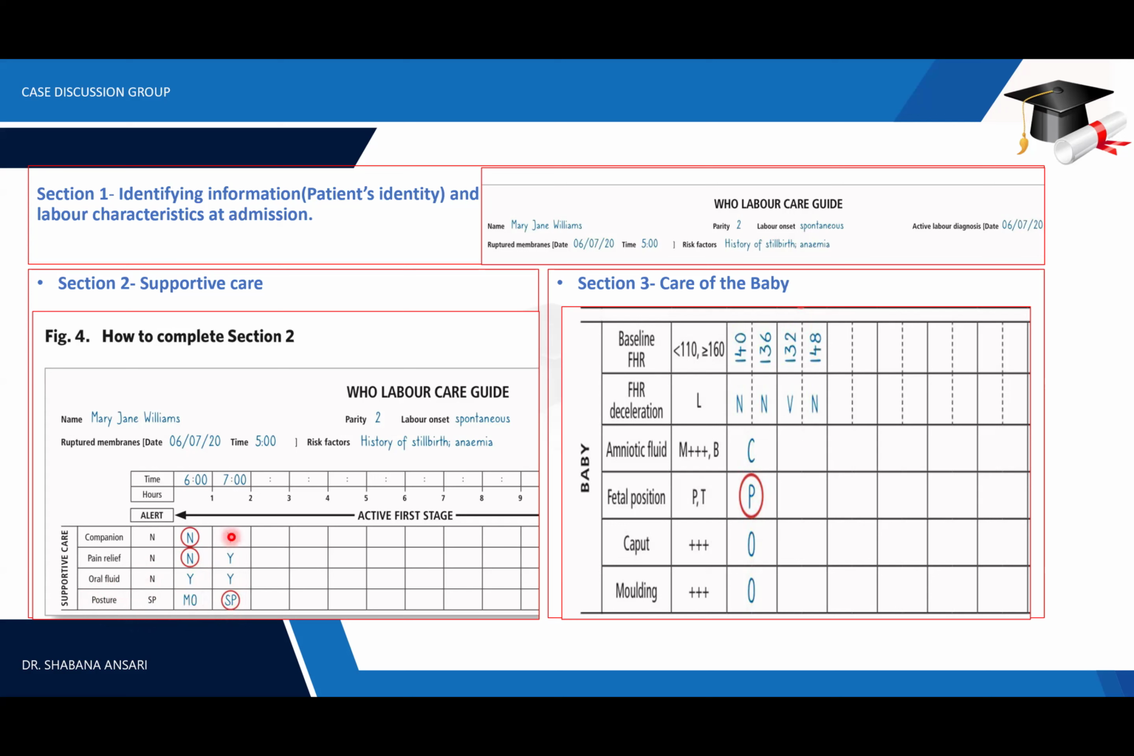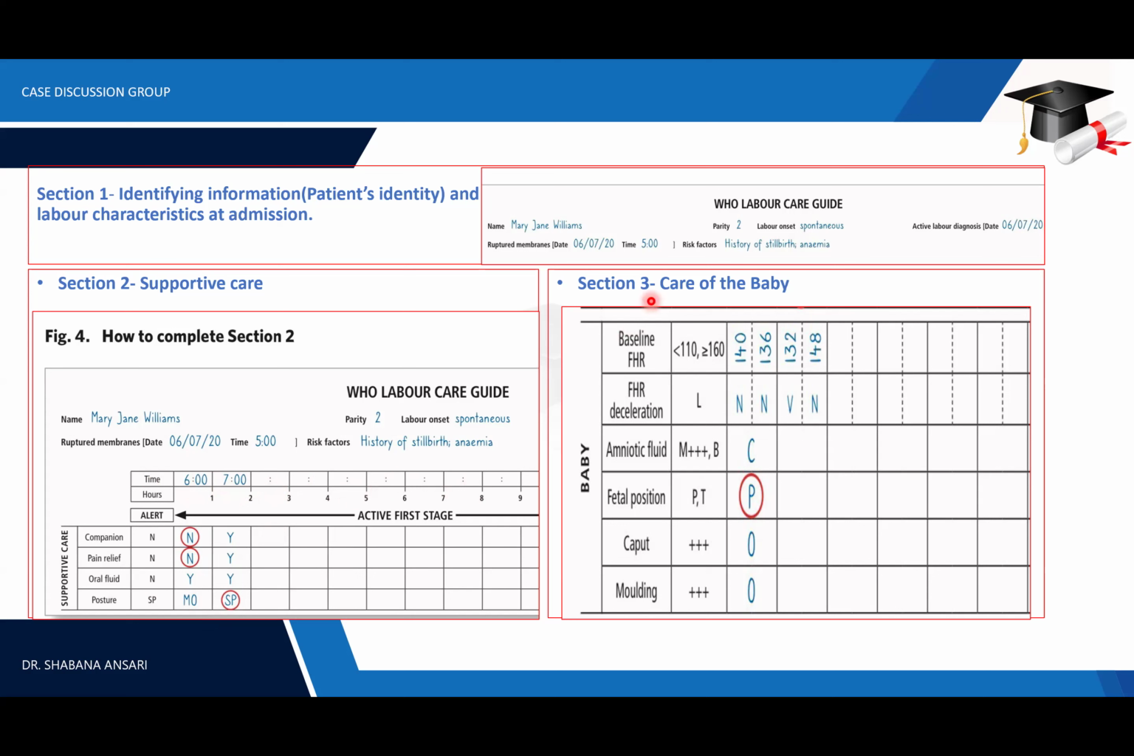Now here, how are you going to fill it? Here you can see this horizontal time axis. So we have to fill it every hour. So if we have started the labor care guide at 6 a.m., then it has to be filled every hour. So supportive care, we have to fill every hour.